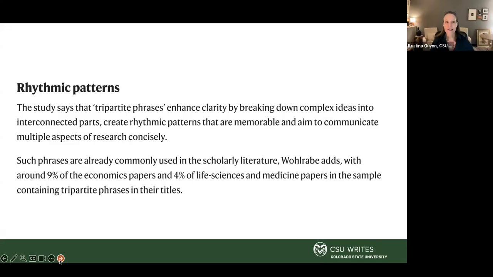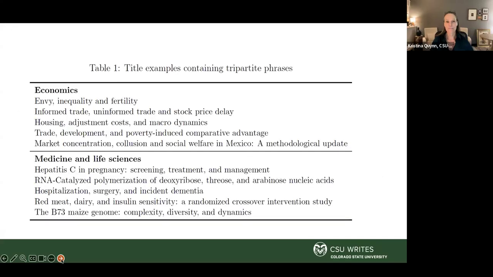Ultimately, rhythmic patterns, the study says, enhance clarity by breaking down complex ideas into interconnected parts, creating rhythmic patterns that are memorable and aim to communicate multiple aspects of research concisely. Such phrases are commonly used in scholarly literature, with around 9% of the economics papers and 4% of life science papers and medicine papers in the sample containing tripart phrases in their titles.